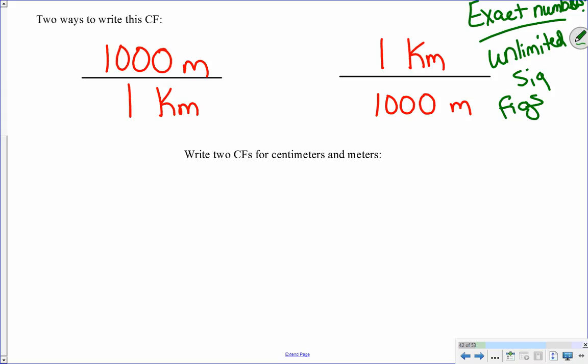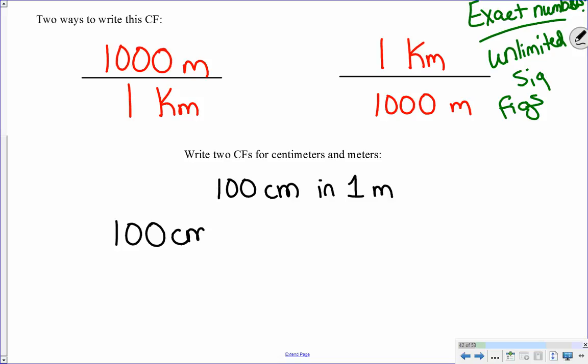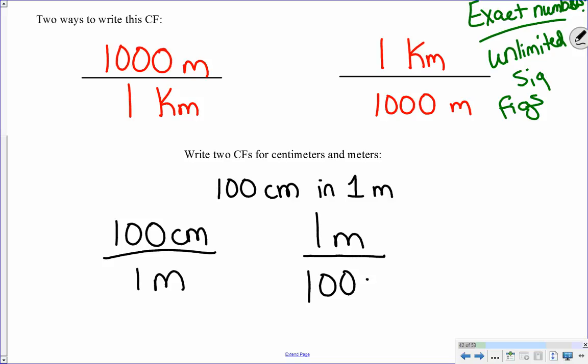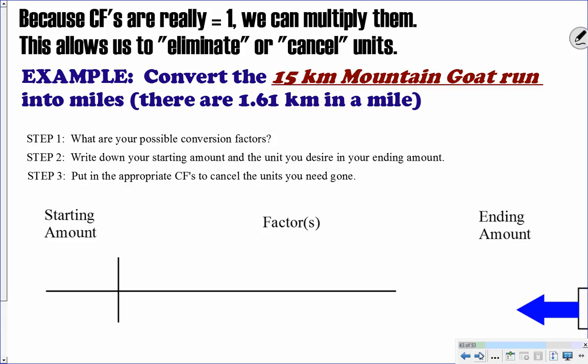So if I wanted to write a couple of conversion factors for centimeters and meters, hopefully you remember that there are 100 centimeters in 1 meter. So we can either write this as my 100 centimeters on top, or my 1 meter on the bottom, or 1 meter on top and 100 centimeters on the bottom. And the way that I'm going to write it is really going to be based on the problem that I'm solving. So let's start with a few examples. These are very useful in conversions.